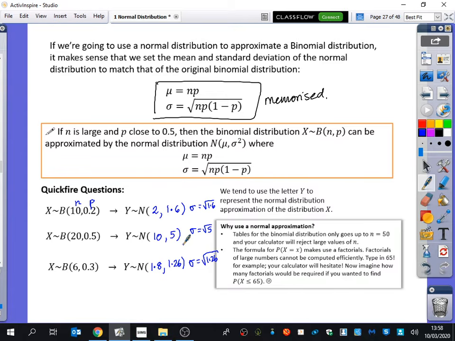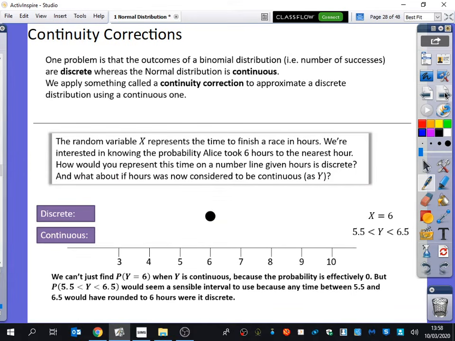And now we're going to, I think, on this next page, answer what Ismail's question was. So Ismail said, how can we go from something that is discrete to something that is continuous? And this is something that we call a continuity correction. One problem is that the outcomes of a binomial distribution, i.e. the number of successes, are discrete, whereas the normal distribution is continuous.